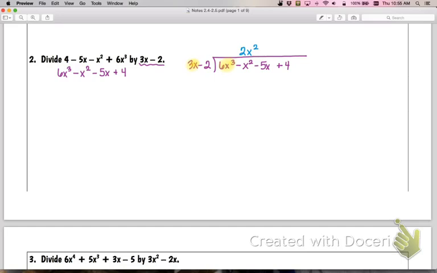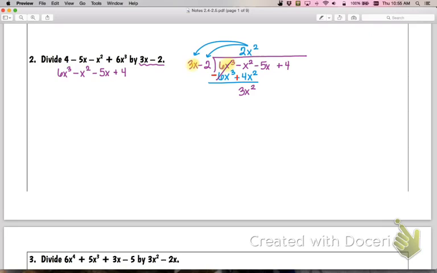So step 1, divide. Step 2, multiply. So we're going to do 2x squared times both of these terms. We distribute. So I get 6x to the third, and 2x squared times negative 2 is minus 4x squared. Our next step is to subtract, so we need to flip all the signs to do that. So this will be negative, this will be positive. And so then the x cubes cancel out and I get 3x squared right here.